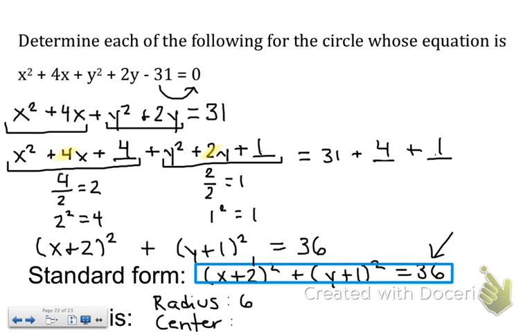Here's my h, here's my k, but pay close attention to your signs. Remember that my original form of a circle has x minus h. So when I subtract a negative, that's what makes a positive. So my h is a negative 2. Same thing over on the y there. It's typically y minus k, but since I have a plus there, it means that it was y minus negative 1. So the center of this circle is at negative 2, negative 1.